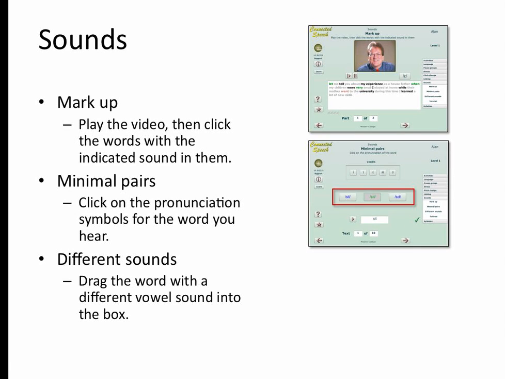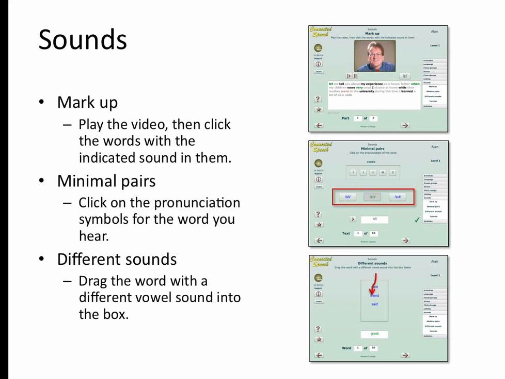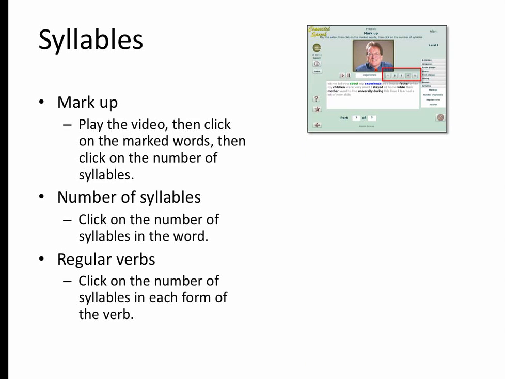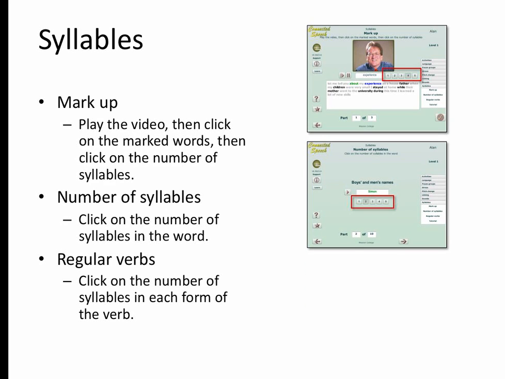For minimal pairs, you'll hear a word and click on the pronunciation symbols for the word you hear. In the different sounds exercise, you need to distinguish which of the three sounds is different and drag it into the box. In the syllables module, you'll start with markup, play the video, then click on the marked words, then click on the number of syllables.